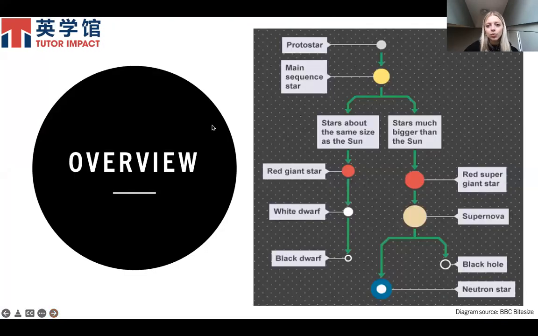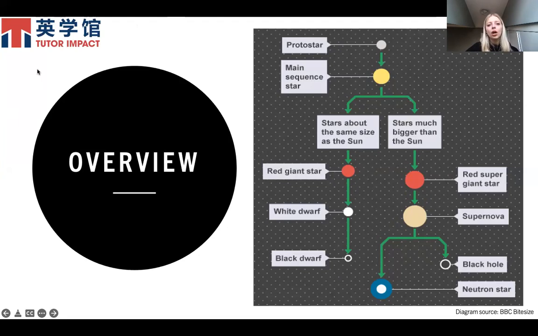So you can now see on my screen the overview of the life cycle of a star. You'll see that the cycle for a star depends on its size, and that's shown here by the two branches once we reach the main sequence star level. So this diagram shows the life cycles of stars that are, one, about the same size as the sun, and two, stars that are far greater than the sun in size.